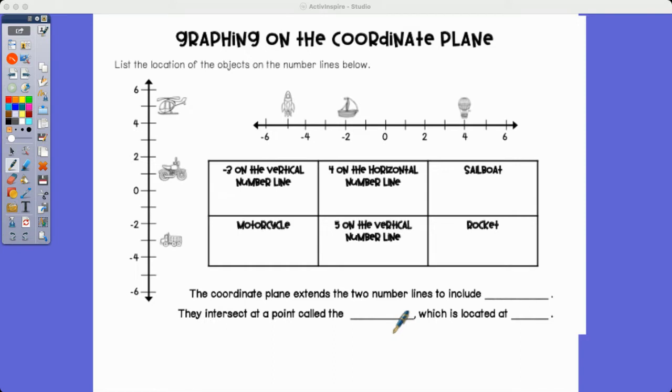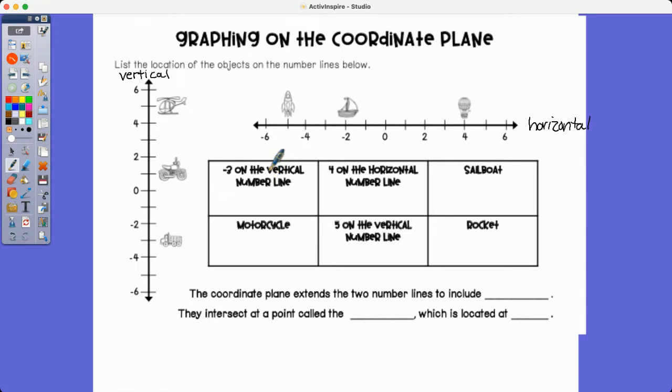Now, the vertical number line is the one that goes up and down. So this one here is our vertical. And then our horizontal one is the one that goes side to side. And you need to make sure you know that terminology.